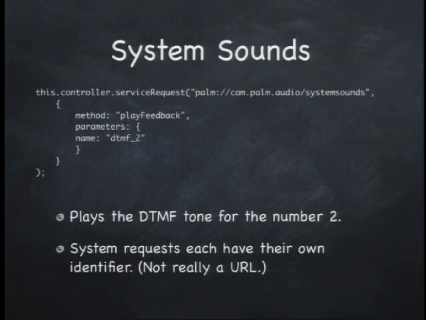Here's an example of doing something in system sounds. It's a question of doing a service request. This controller.service request, this controller is, of course, a Prototype construct. And you see there's a thing that looks very much like a URL, pom://com.pom.audio system sounds. It's not really a URL. It's just an identifier for the service. So don't think of it as going to a website somewhere.